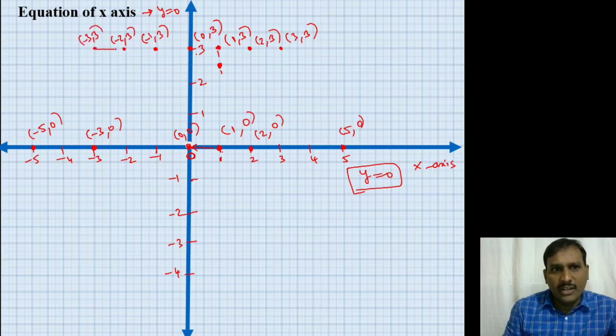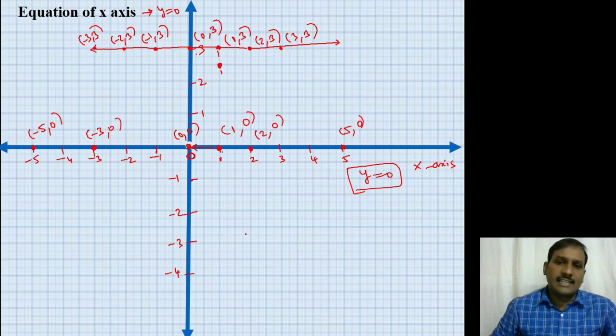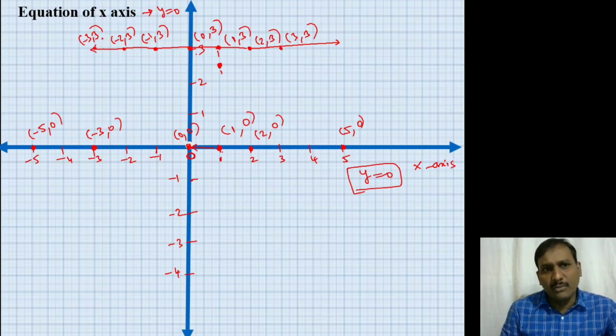Now let us join all these points. If you observe, you are getting a straight line which is parallel to x-axis. Now what is common among all these points? The y coordinate is same, that is y is equal to 3.